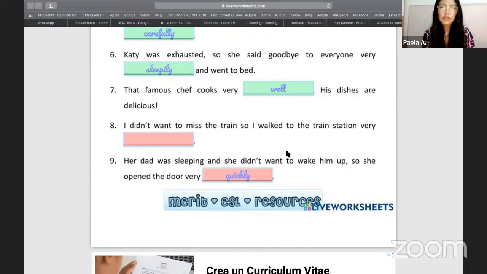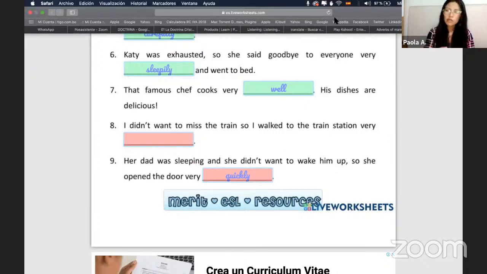Okay, so any questions, guys? I know we haven't had a lot of time to practice the second part, but it's not a really difficult topic. Now we just have to understand the logic and the similarities with adjectives. Okay, so if there is any question, please let me know.